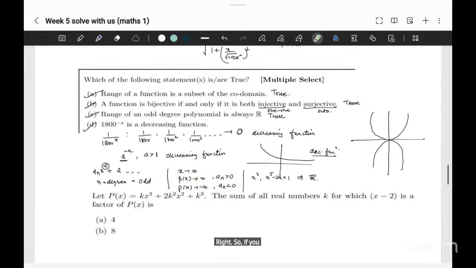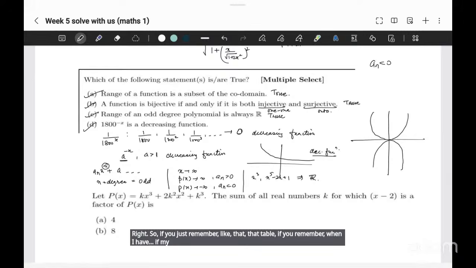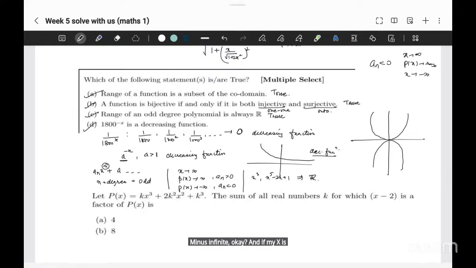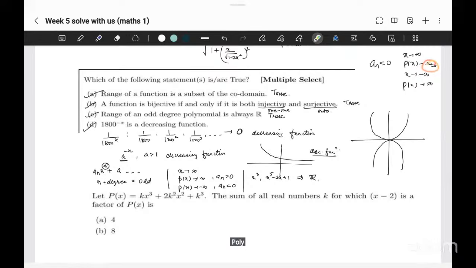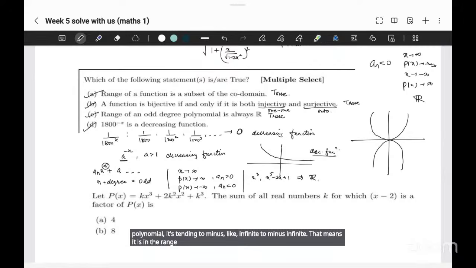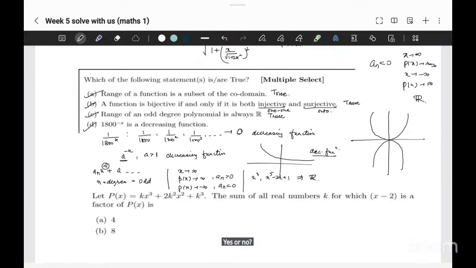You just remember that table. If my an is less than 0, and we have an odd degree polynomial, then if my x tends to infinite, my px will tend to minus infinite, and if my x tends to minus infinite, then my px will tend to positive infinite, correct? Do you remember this? Yes. So whatever the case is, my polynomial is tending from infinite to minus infinite, that means it is in the range of R. Yes or no? Yes. So that is the point. So it will always be in real numbers.